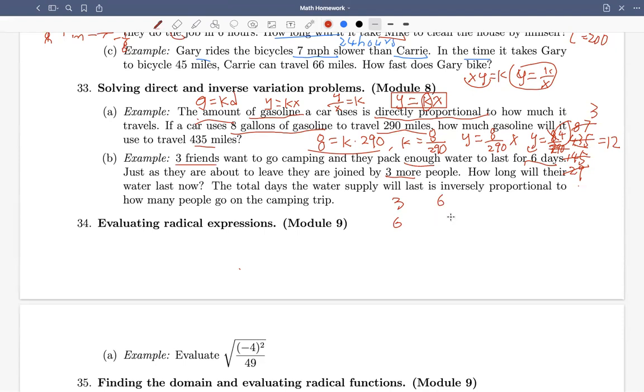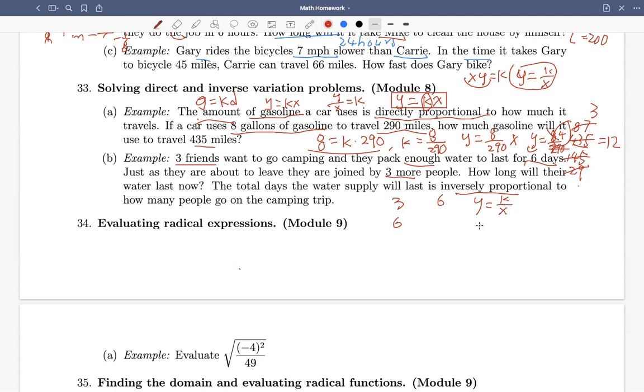So this is just saying, assume the water is still the same amount. We don't know how much water, right? It's still the same amount. So the total days the water supply will last is inversely proportional to how many people go on the camping trip, right? So this is inversely proportional. Sometimes we call it inverse variation, which means x times y equals k, or y equals k divided by x.